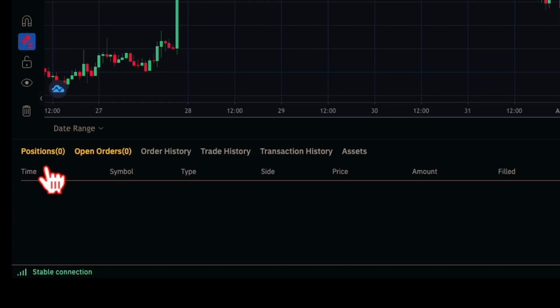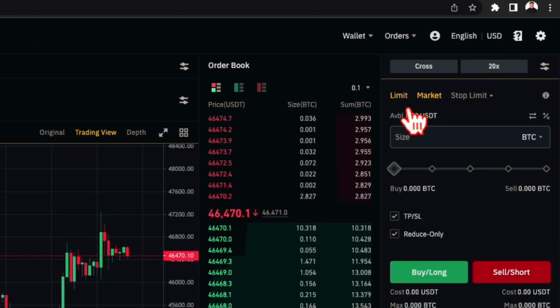So here we have positions, open order history, trade history, and several things like that. So this will bring us to this point because as we play with each of the items here, it will affect what's here. Here there are three different ways to put a trade. You can use limit, you can use market, you can use stop limit. But before we get there, let's explain what's at the top.